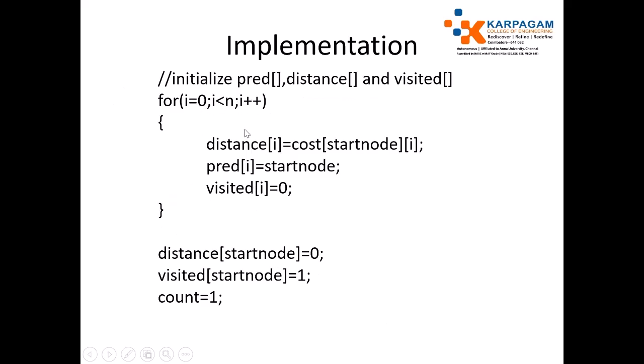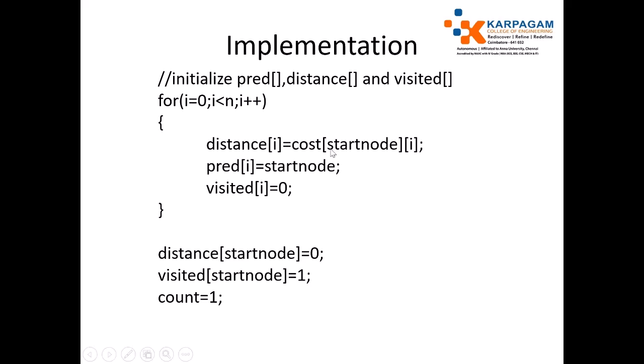Next, by using a for loop, just update the distance matrix. Use the cost of the starting node to I to update it, and the predecessor node is the starting node. Visited of I equals 0. This is for initialization purposes. We are making all nodes unvisited by using 0, all the predecessor values are set as the starting node, and the distance value is set as the cost.